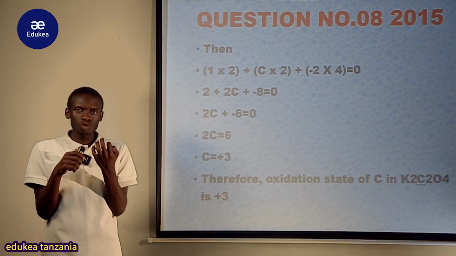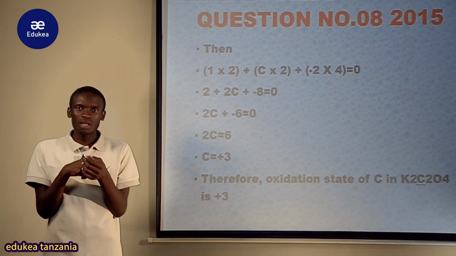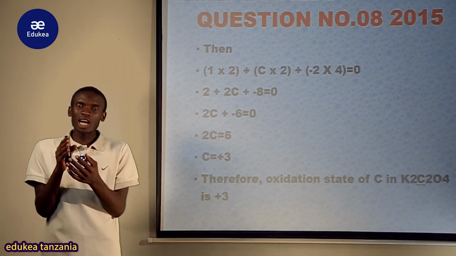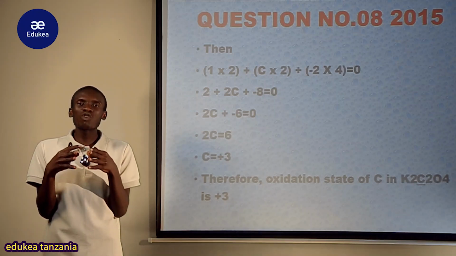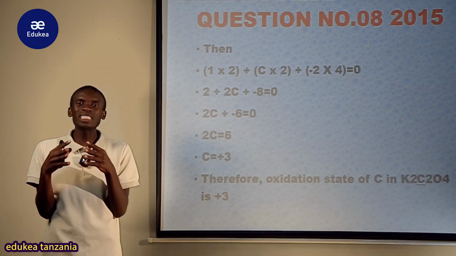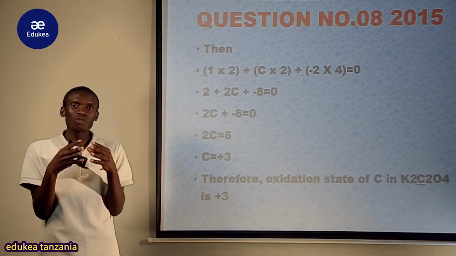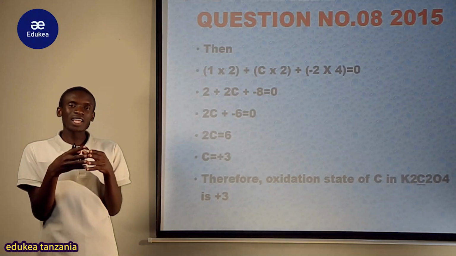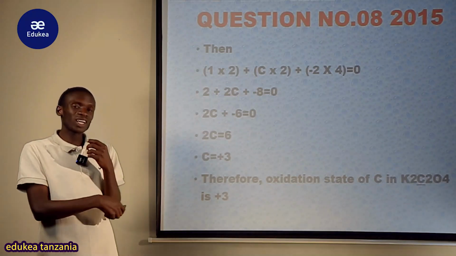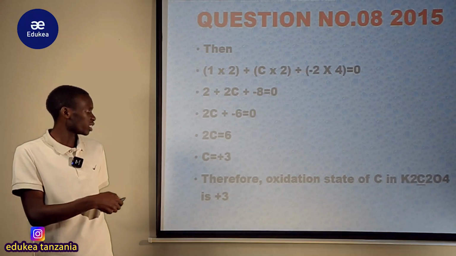Lakini wakati mwingine utakuta ni -4, ana gain electrons. So hii ni mojawapo property ya carbon, anaweza kuform multiple compound nyingi sana kutokana na uwezo wake wa hizo valence zake ambazo anaweza akashare na wengine, na pia anaweza ku gain pia akiform react na compound nyingine.